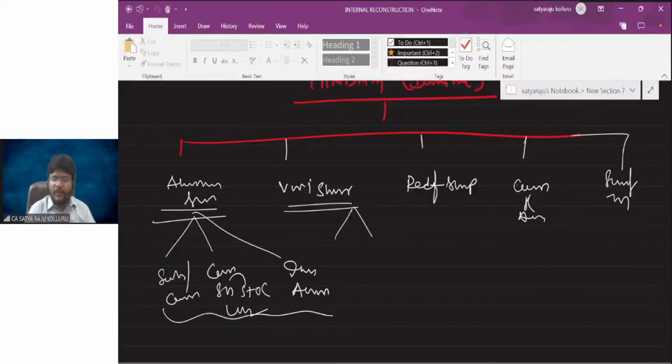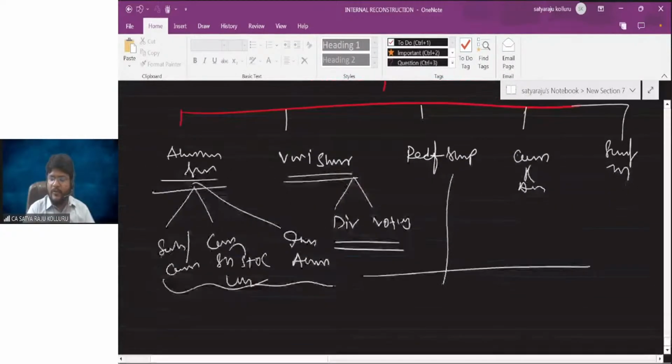In case of variation of shareholders' rights, the variation may be with respect to dividend, or with respect to voting rights. Here also there is no real sacrifice, but the dividend rights or the voting rights may be changed. That sacrifice is there, but it doesn't impact the current situation. That's why there is no need to transfer any amount to the reconstruction account.